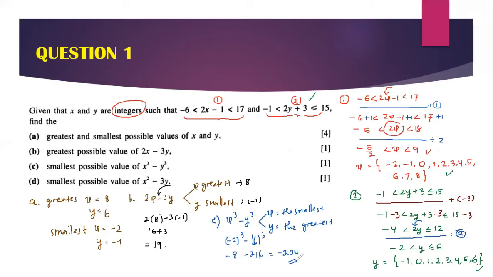Okay, so what about D? Now we're going to question D. The smallest possible value of x squared minus 3y. The smallest means x must be the smallest, right?